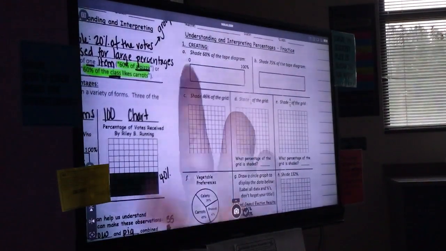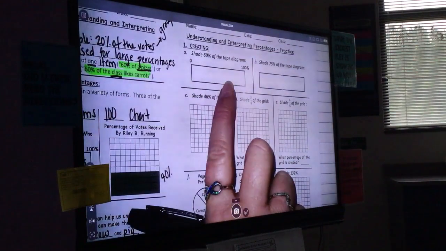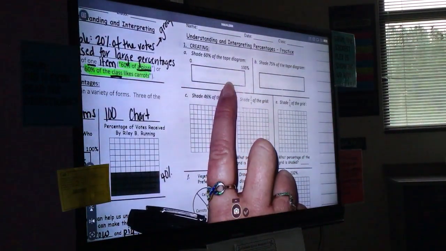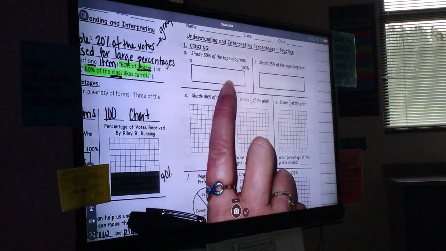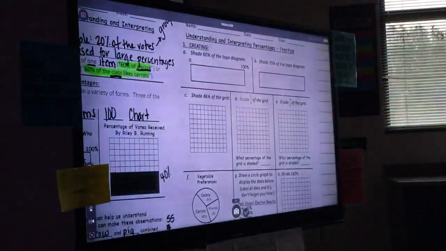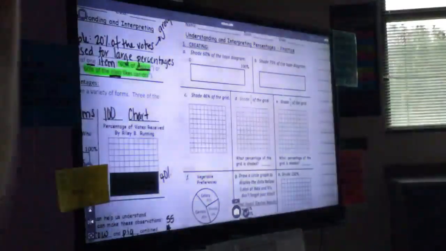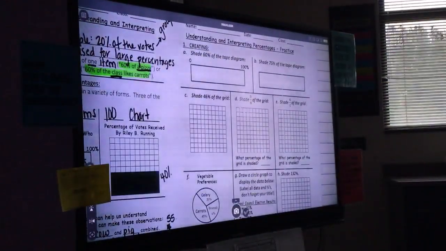But 1A says shade 60% of the tape diagram. So you have a 0 and a 100% on this tape diagram. How do we want to break up our tape diagram? Sincere, why? You just got to speak up, baby. Because 20 can go into 60, but we got to get it out of 100. You're right with 20. We're going to do 20. All right? But why are we doing 20 and not 10 or 15 or 5 or 1?